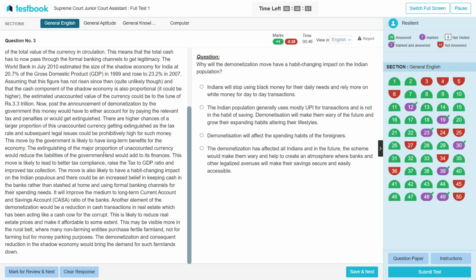The extinguishing of a major proportion of counterfeit currency would reduce the liabilities of the government and would add to its finances. The move is likely to lead to better tax compliance, raise the tax to GDP ratio, and improve tax collection. The move is also likely to have a habit-changing impact on the Indian population. There would be an increasing belief in keeping cash in the banks rather than stashed at home, and using formal banking channels for their spending needs.